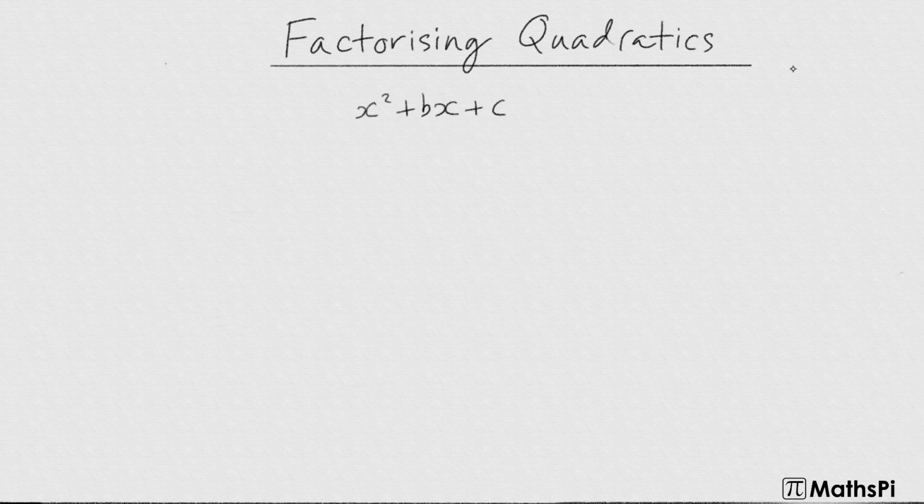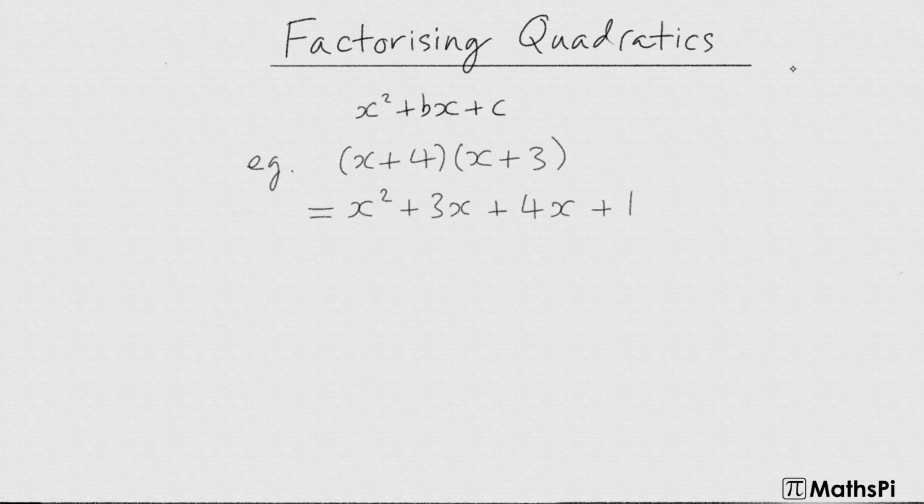So first of all, to understand how factorization of quadratics actually works, we'll look at the opposite of that, which is expanding double brackets. So let's just set up an example and we can have a look at what happens when you actually expand double brackets. So let's take x plus 4 times x plus 3, and let's multiply out the brackets here and see what happens. So the first term here would be x squared, followed by positive 3x plus 4x, and then plus 12. Simplifying that is going to give us x squared plus 7x plus 12.